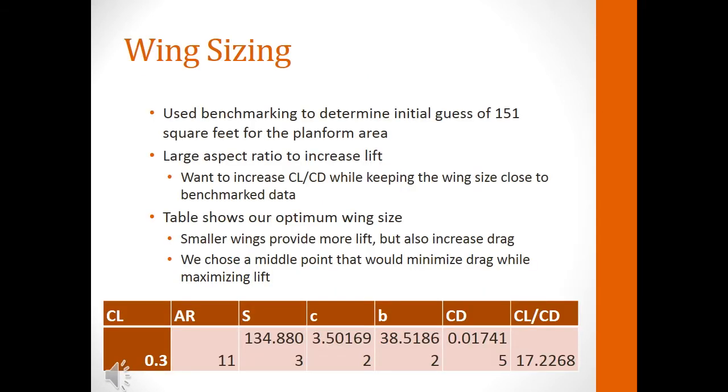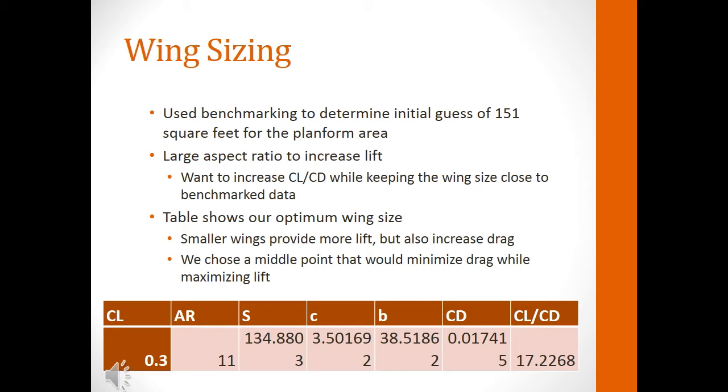Our team used benchmarking to determine the initial guess of 151 square feet for the planform area of our wing. We decided that we wanted a large aspect ratio to increase the lift of our wing. The table below shows our optimum wing size.